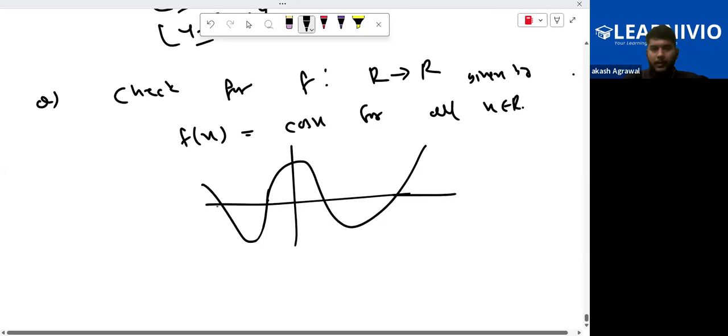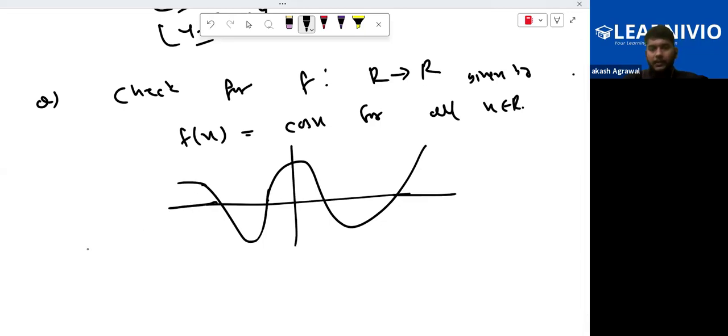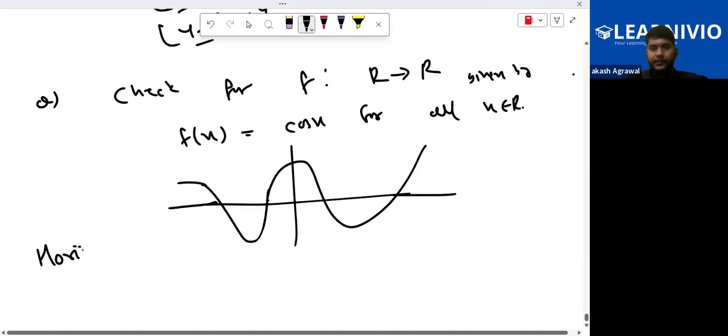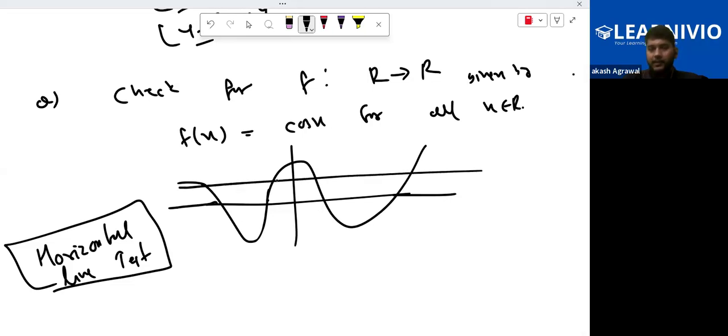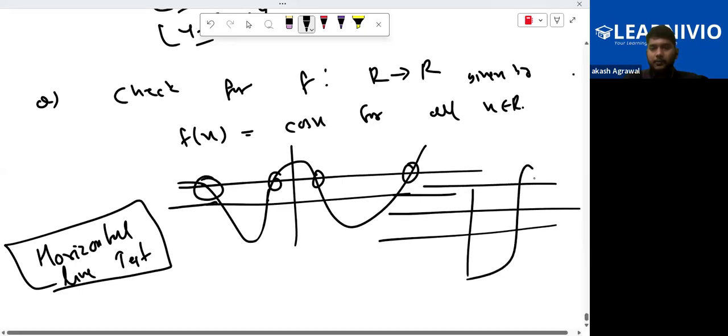Okay, to check one-one, there is another test which is called the horizontal line test. This is just a trick kind of thing. If you have the graph of a function and you draw a horizontal line parallel to the x-axis, and if it cuts at many points, then this is many-one. If it cuts only at a single point wherever you draw the line, then it is a one-one function.